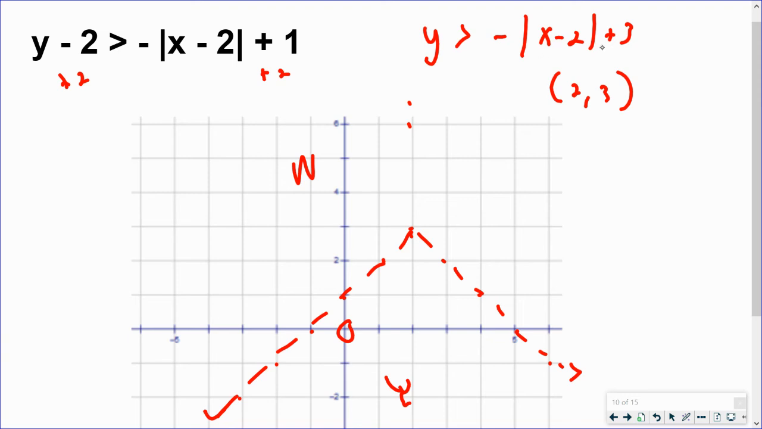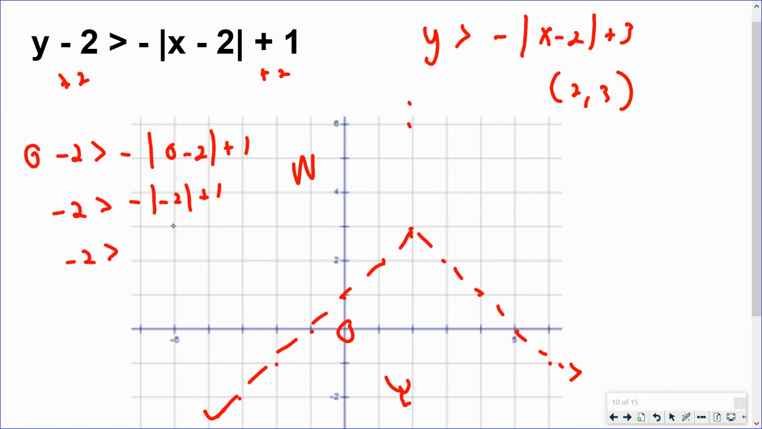So I don't really look at this one, it doesn't make any difference. 0 minus 2 is greater than the opposite of the absolute value of 0 minus 2, plus 1. -2 is greater than the opposite of the absolute value of -2, plus 1. So this is -2 greater than -2 plus 1. Is -2 greater than -1? That's a no. Shade the no side.